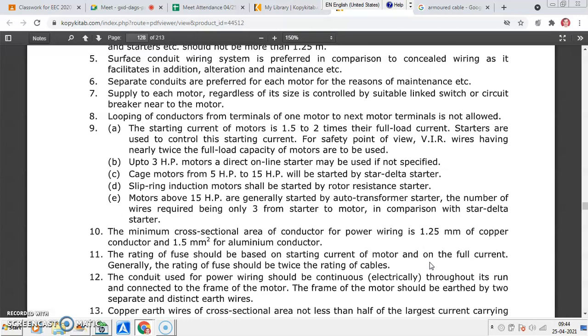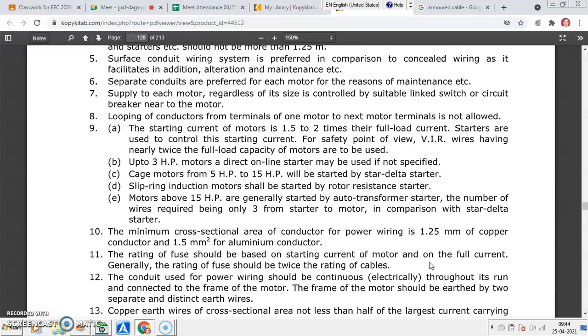Then up to 3 HP we know that we are having the DOL starters, we are using direct online starters. It is used up to 3 HP motors. But it is not specified, but you can use. Then for motors of 5 HP and more, you may have the star delta starters used.